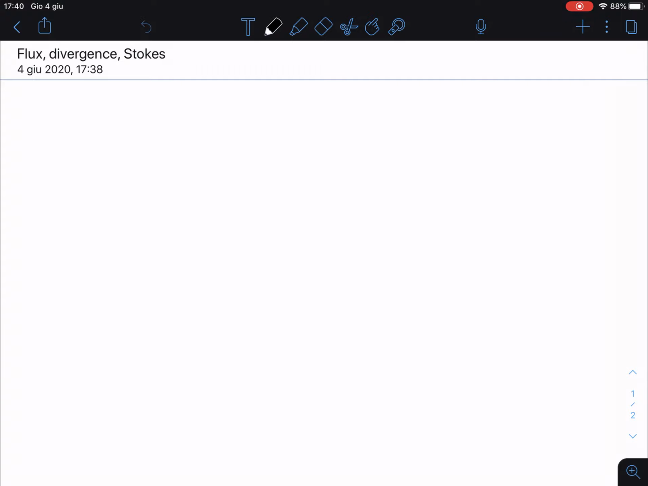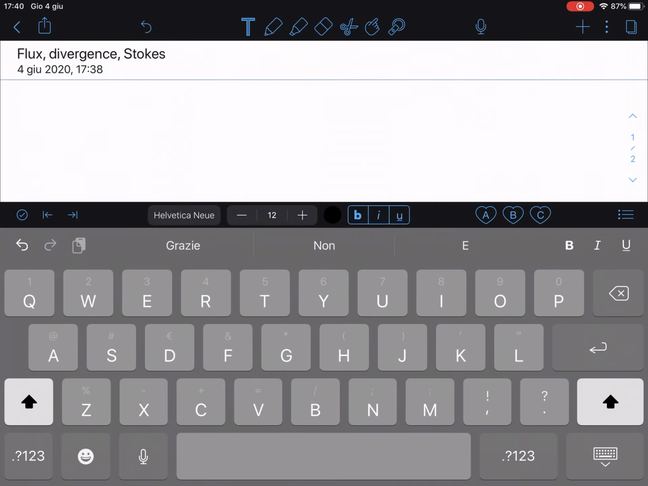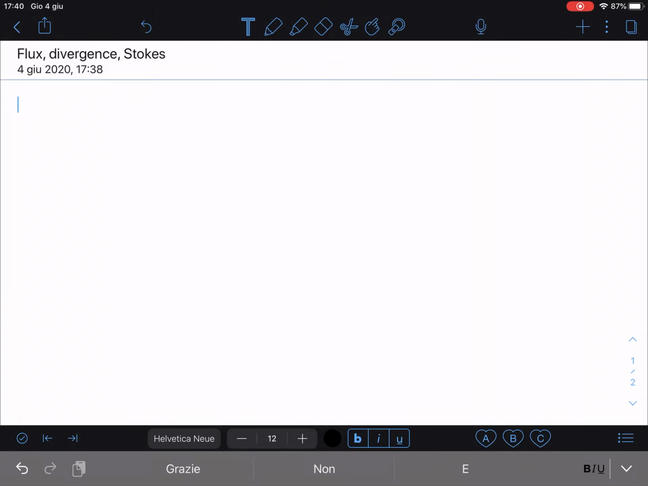flux, divergence, and Stokes theorem. It is the first lecture, and the main character of today is the flux. So the first part is, so let me put it in a red color and magnify. So first is flux.